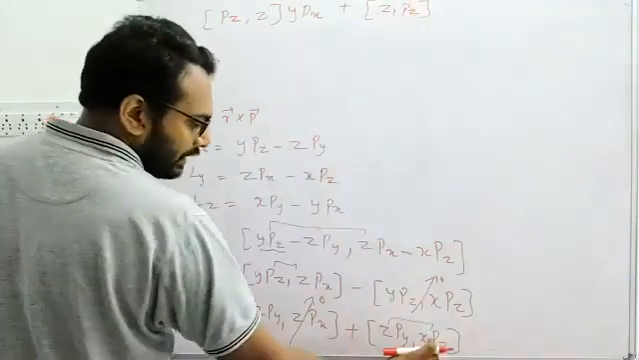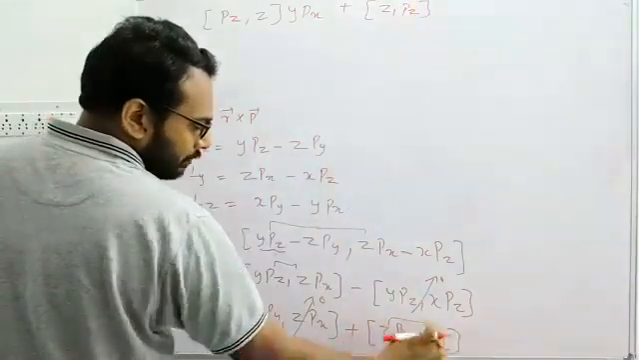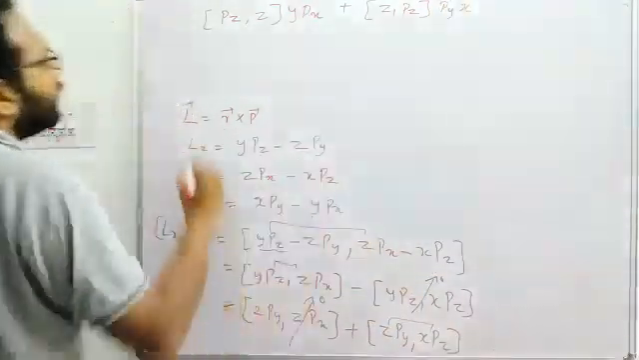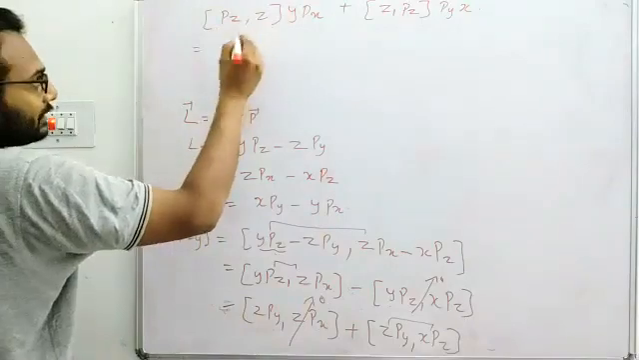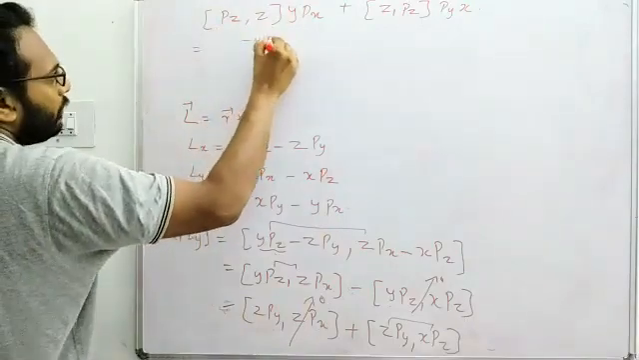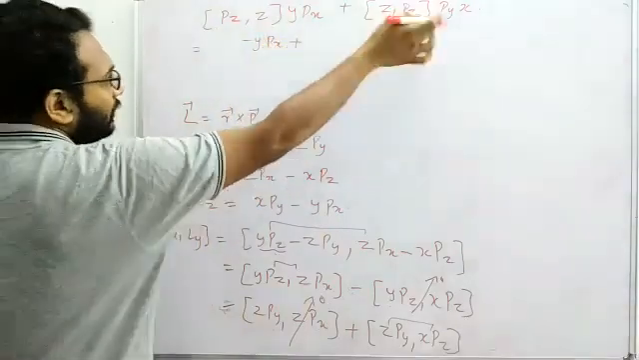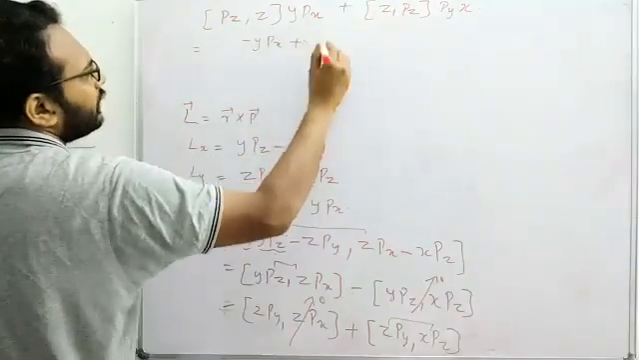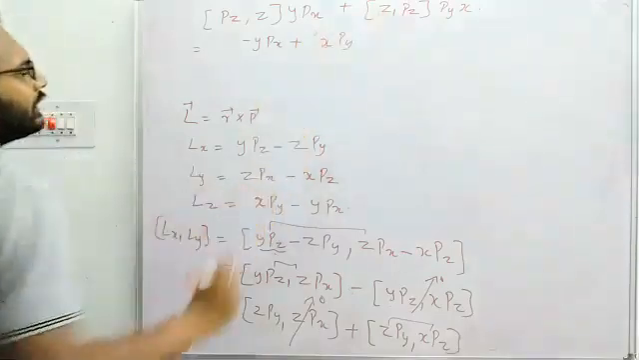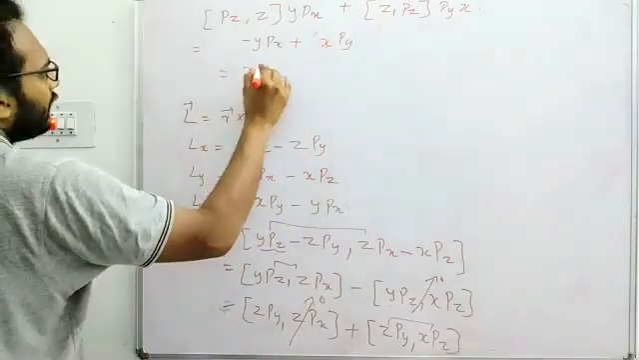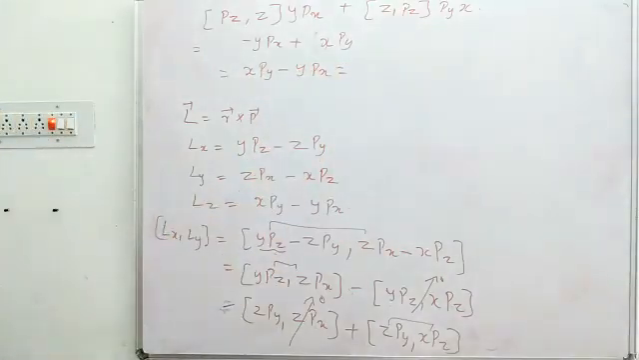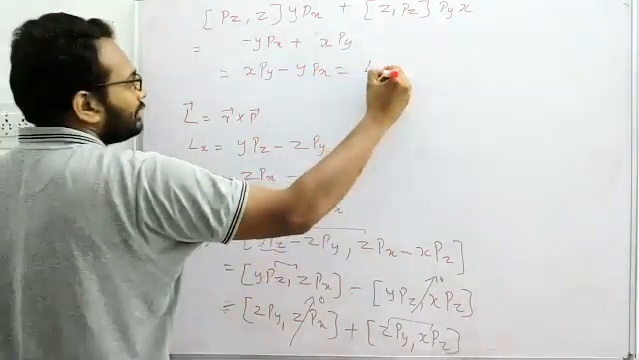What are the terms that we left out? z pz, py x. And this is equal to pz with z is -1, so minus y px, plus z with pz is 1. Let's write it as x py. Okay, we are doing classical mechanics. So this is equal to x py minus y px. And what was this? x py minus y px is simply Lz.